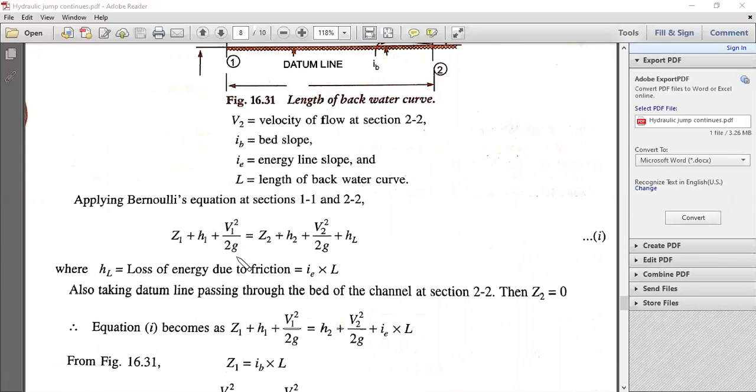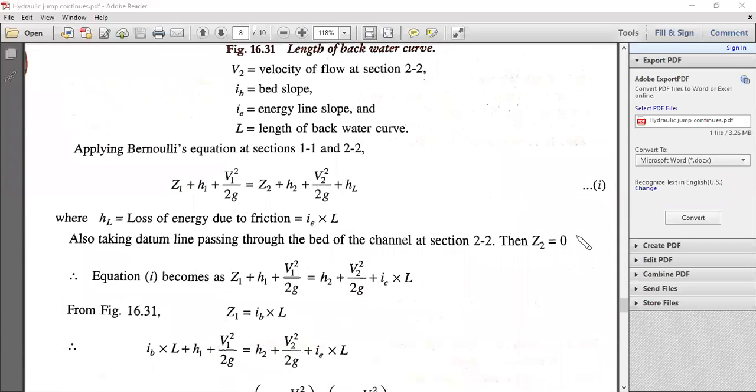Z1 plus H1 plus V1 square by 2g is equal to Z2 plus H2 plus V2 square by 2g plus HL. That is the head loss that is going to take place. That head loss is nothing but the frictional losses. We have seen there are two types of losses, major loss and minor loss. The major loss is caused because of friction, that is nothing but IE into L. Z2 is 0, we are considering here. So substituting Z2 as 0 and HL value as IE into L, Z1 will be IB into L.